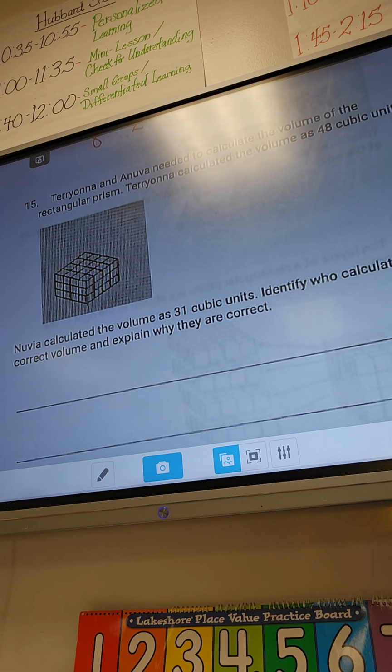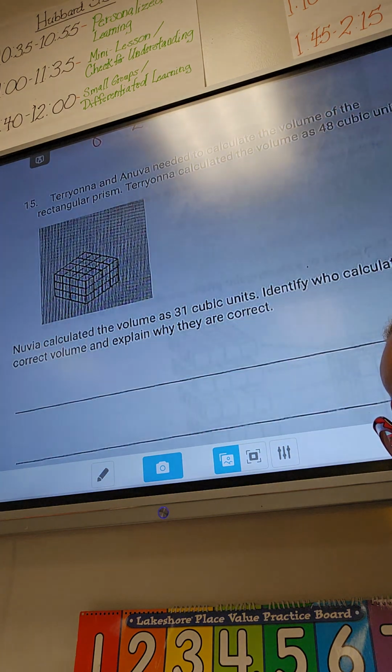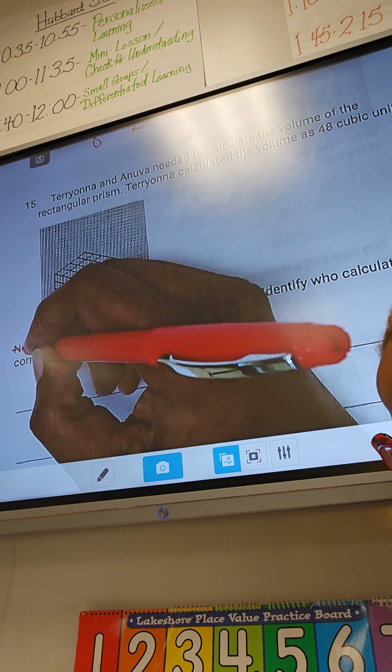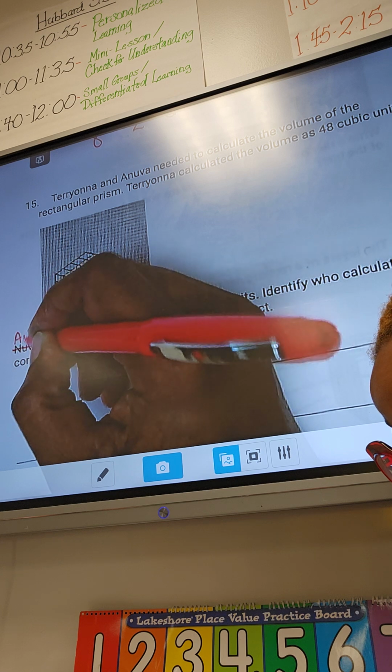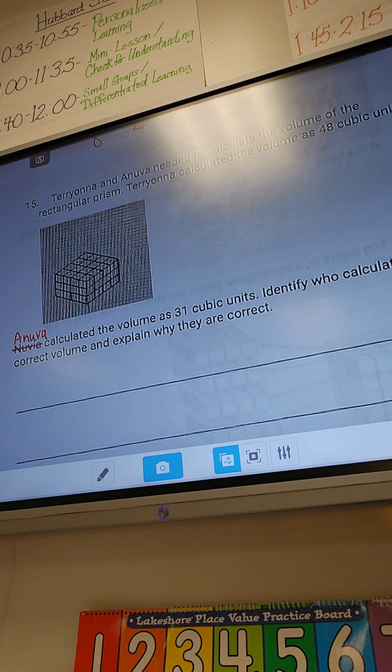Tariana and Anuva needed to calculate the volume of the rectangular prism. Tariana calculated the volume as 48 cubic units. Y'all don't laugh at me, but I mixed up Anuva and Nivea. I just squished both their names together. Anyways, Anuva calculated the volume as 31 cubic units. Identify who calculated the correct volume and explain why they are correct.